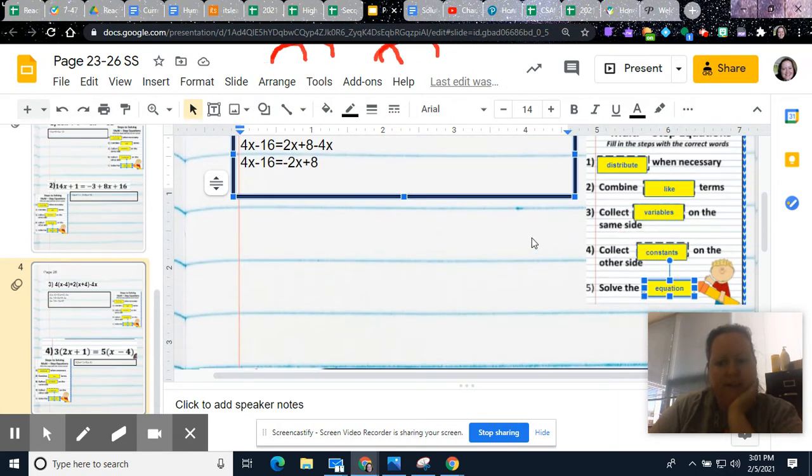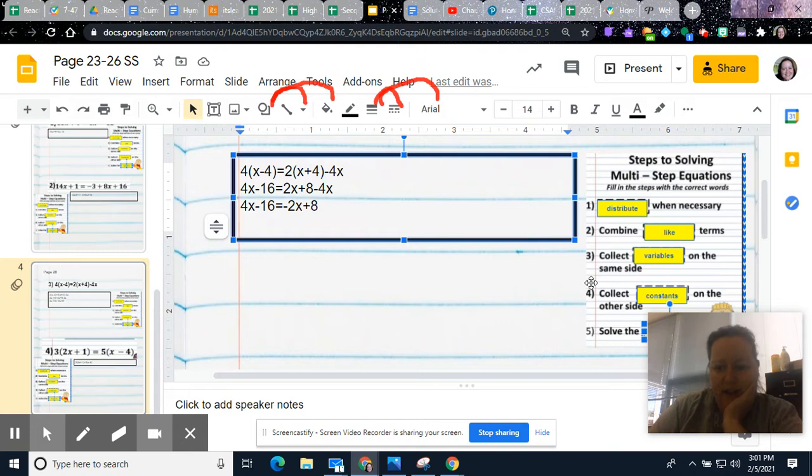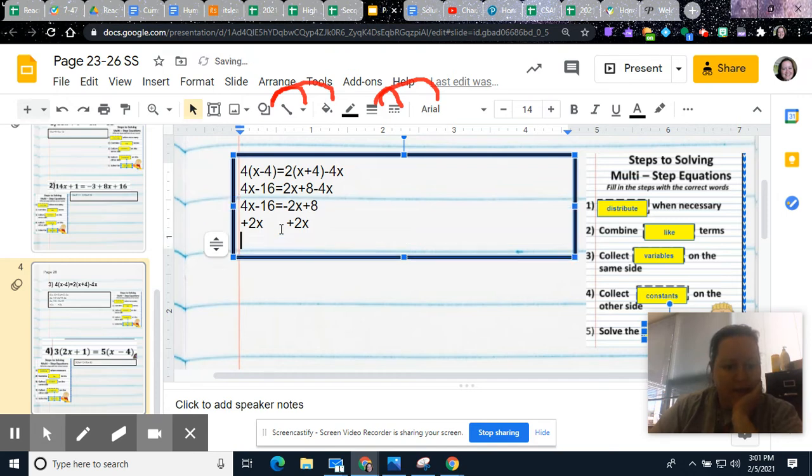So step 3, collect the variables on the same side. So again, I always try to make it a positive. And so I'm going to move this -2x. Since that's a -2x, to get it to cancel to equal 0, I'm going to have to add 2x to both sides. And I'm going to put it underneath the other thing that has the x with it. So 4x plus 2x is 6x. Bring everything else down. And then -2x plus 2x is 0x.